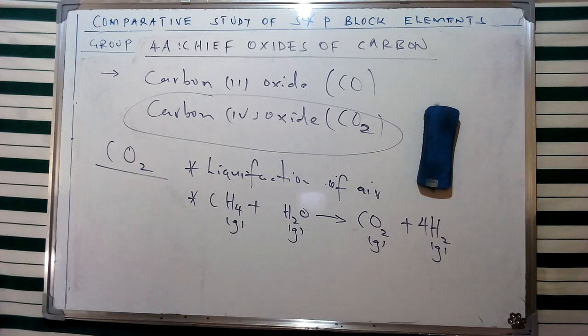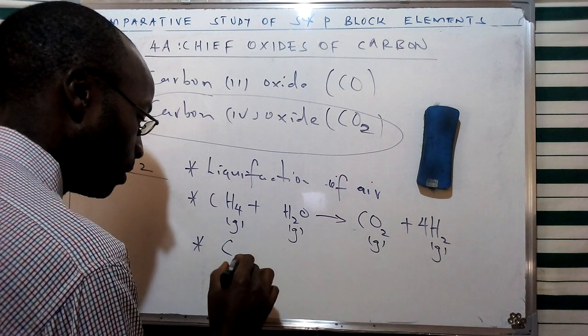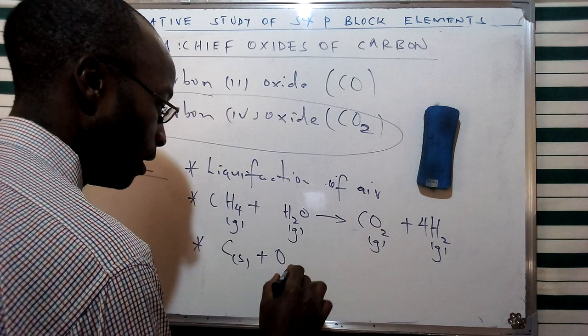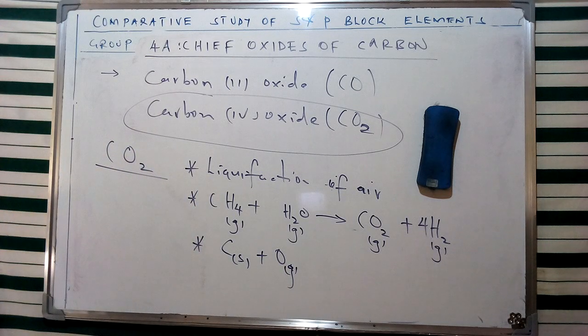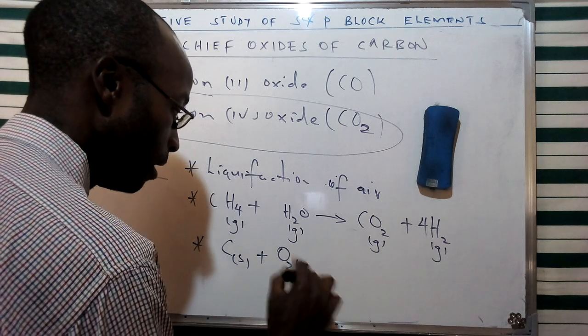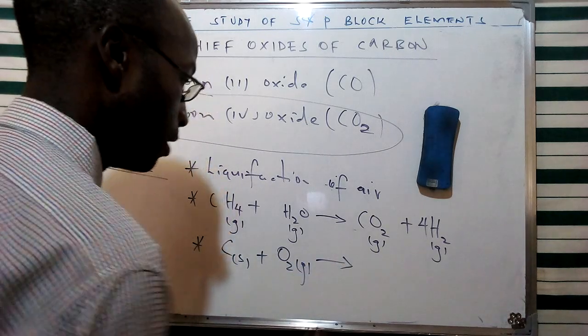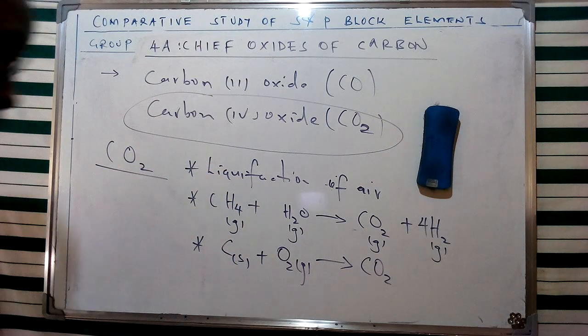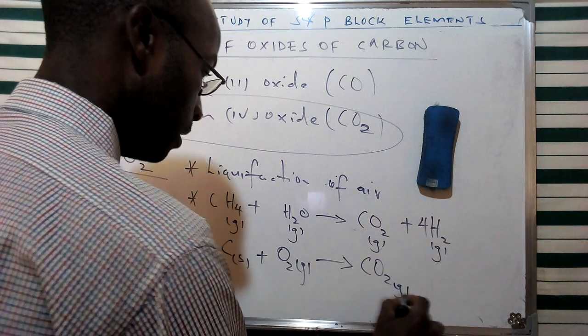So the third way in which we can obtain carbon 4 oxide is the reaction between carbon and oxygen, which of course I mentioned from our opening statement. So we're going to have oxygen, which is going to be molecular, so we're going to have O2, and then we're going to have carbon 4 oxide given as such. So this is going to be gaseous.